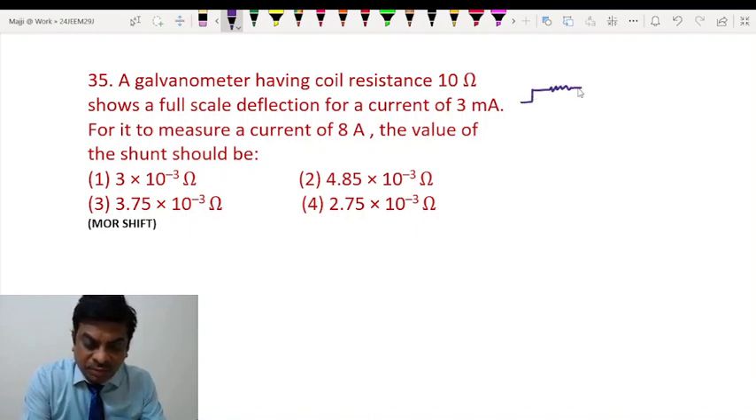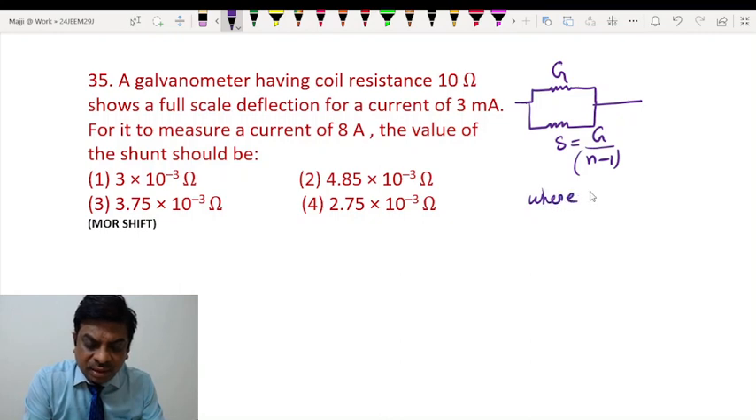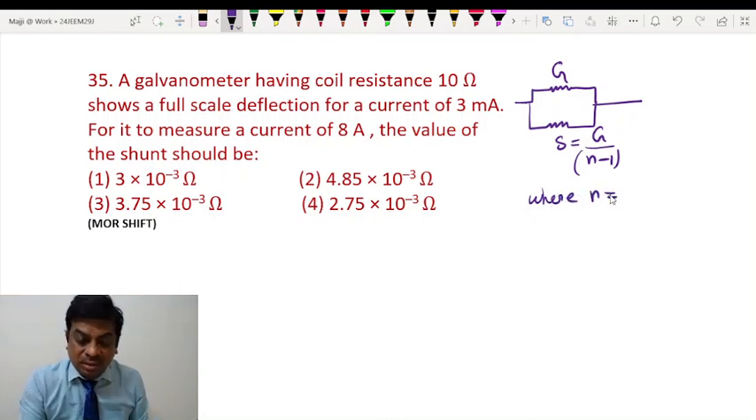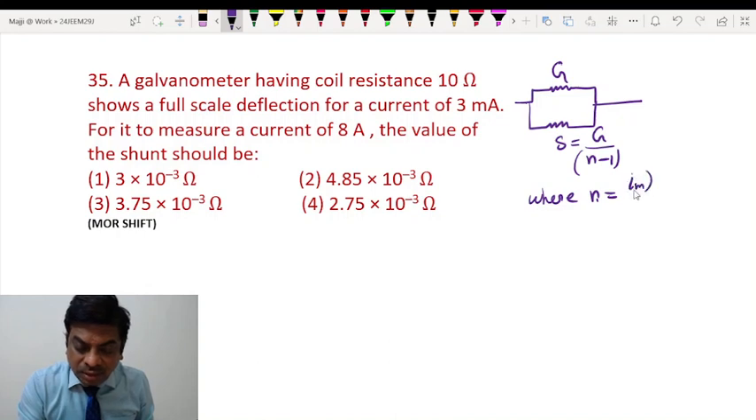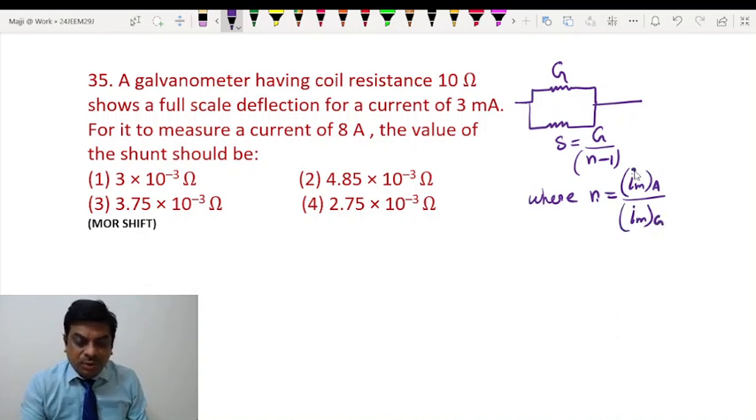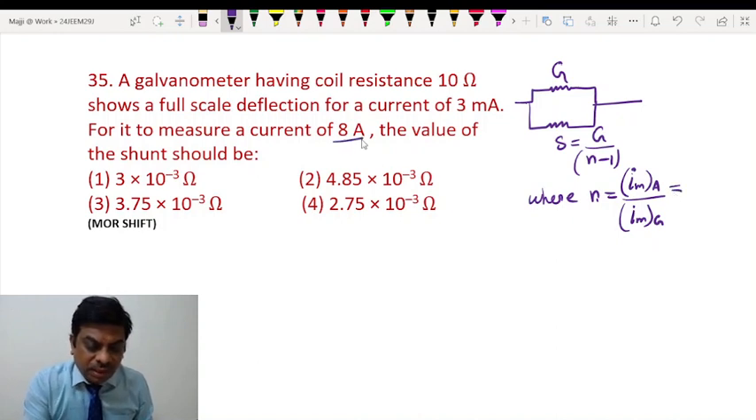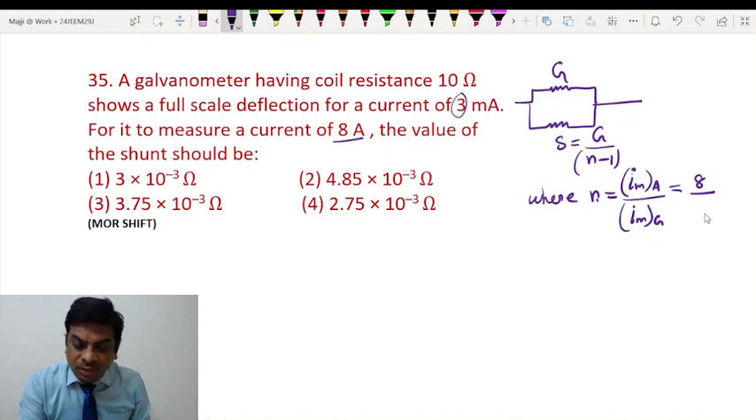That is, if you have a galvanometer coil of resistance G and if you want to connect a shunt with it, that is a low resistance wire, then the value of this shunt should be G upon N minus 1, where N is the factor by which the maximum current will increase. That is, the maximum current when it became an ammeter upon the maximum current when it was a galvanometer. This N. So as you can see that after becoming ammeter it could measure currents up to 8 ampere, whereas initially as a galvanometer it could measure only 3 into 10 power minus 3 ampere.